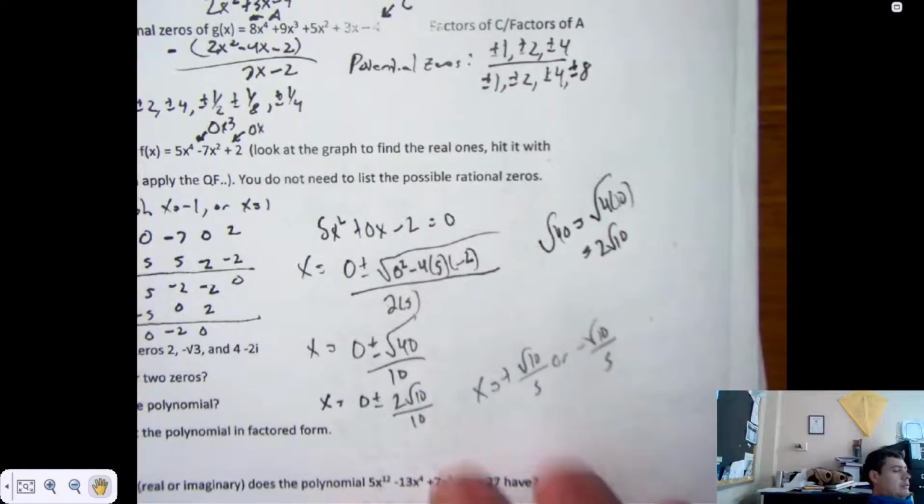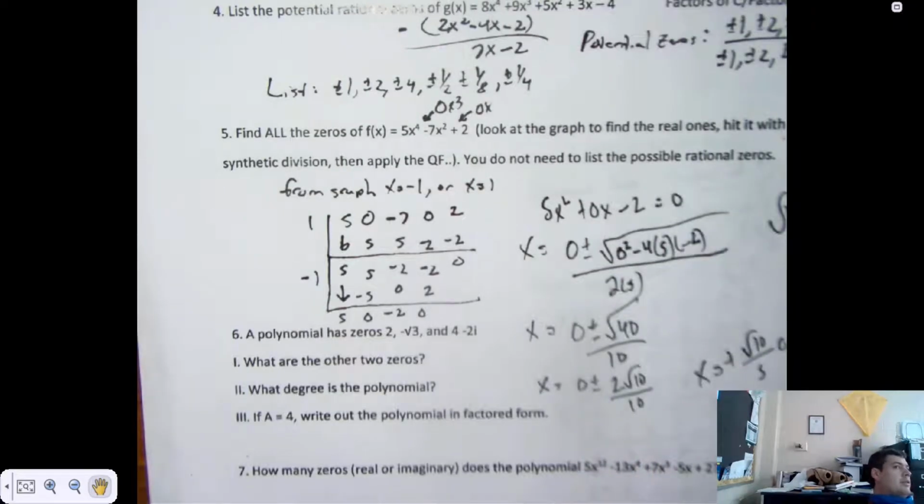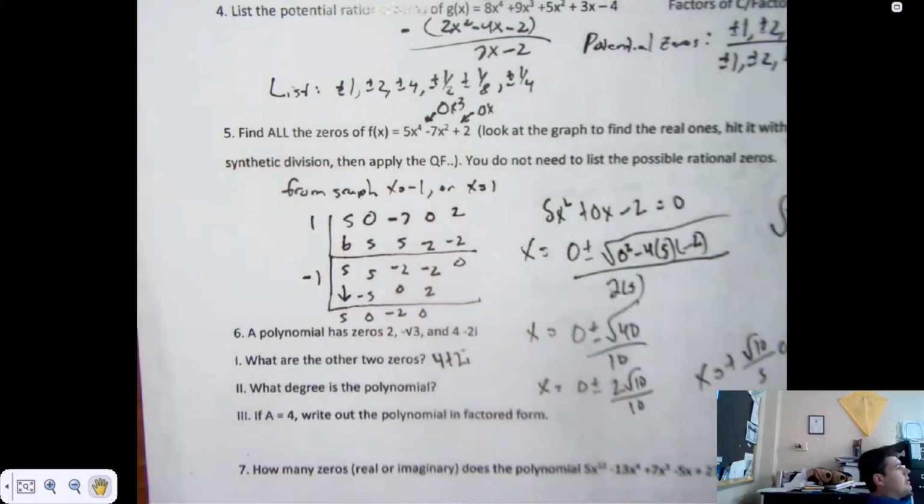2 questions to go. They're actually pretty easy. Polynomial has zeros of 2, negative root 3, and 4 minus 2i. What are the other 2 zeros? 4 plus 2i is one of them. Remember, the weird ones have, what was the word? Conjugates. Weird ones have conjugates. 4 minus 2i is weird as far as you're concerned. What else is weird? Negative root 3 is weird. So what's its conjugate? Root 3.